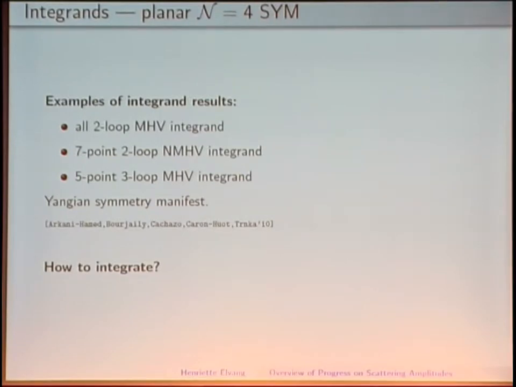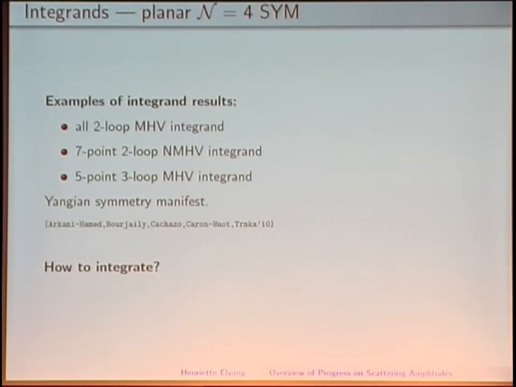So there are various examples of integrands that have been obtained. For instance, well, let me just say that one loop is too simple, so we don't even worry about it. So we go to two-loop level MHV. That has been worked out. Seven two-loop NMHV integrands were worked out, and five three-loop MHV integrands have been worked out. And all these come out manifestly Yangian invariant.